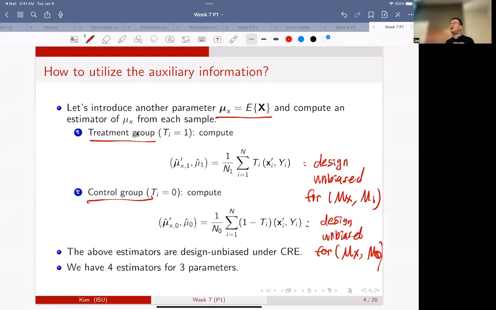So I have additional information, right? If I have 3 parameters and 3 estimators, there's nothing we can do. The information is just fully identified, so we cannot really borrow any information. But here we have additional information, right? 4 estimators, 3 parameters.